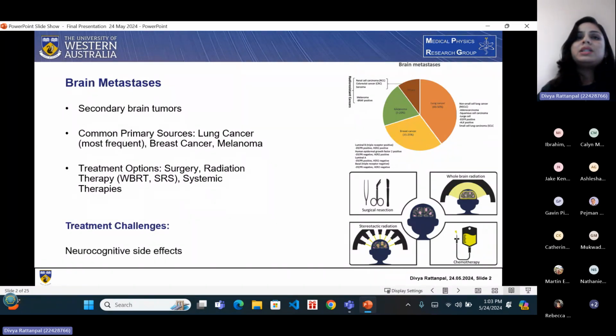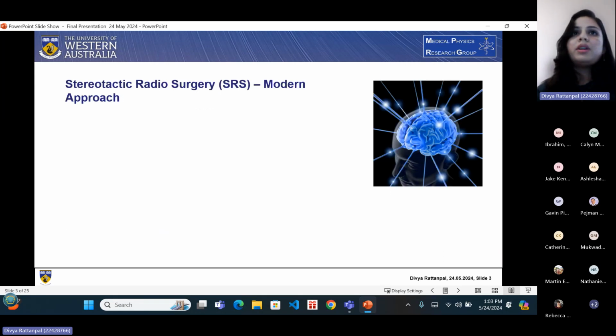A major challenge in treating brain metastasis is managing neurocognitive side effects, which can significantly impact the patient's quality of life. So a modern approach to treat brain metastasis is stereotactic radiosurgery. It is an increasingly used technique. It is a highly precise and targeted radiation therapy that delivers a high dose of radiation to the target while minimizing radiation to the nearby tissue.